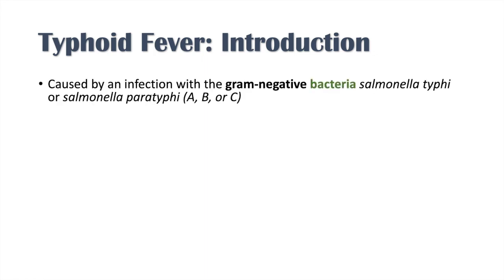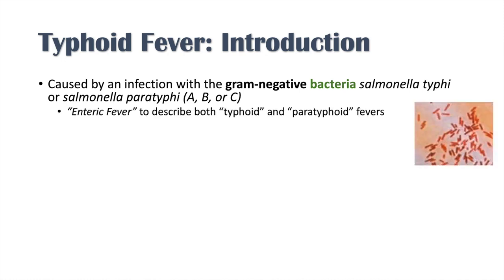So typhoid fever is caused by an infection with a gram-negative bacteria, Salmonella enterica serovar typhi, or simply Salmonella typhi, or a related bacteria, Salmonella paratyphi, which has different subtypes A, B, or C. Both of these bacteria cause slightly different clinical presentations, but we generally call infections by both of these typhoid fever. There's also the term enteric fever, which describes both the typhoid and paratyphoid fever. So we can use typhoid fever or enteric fever interchangeably.